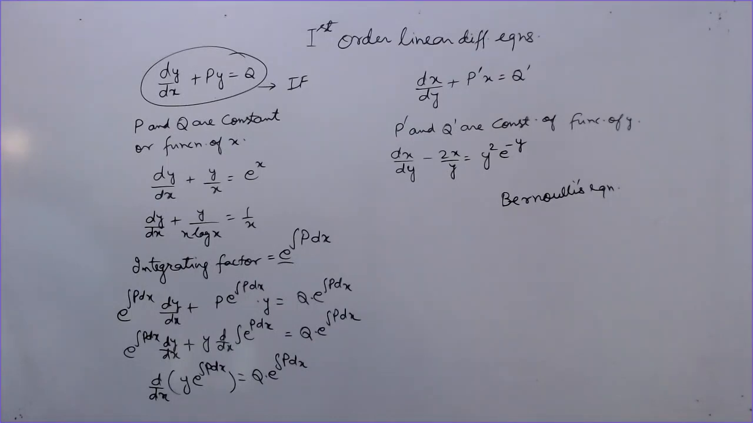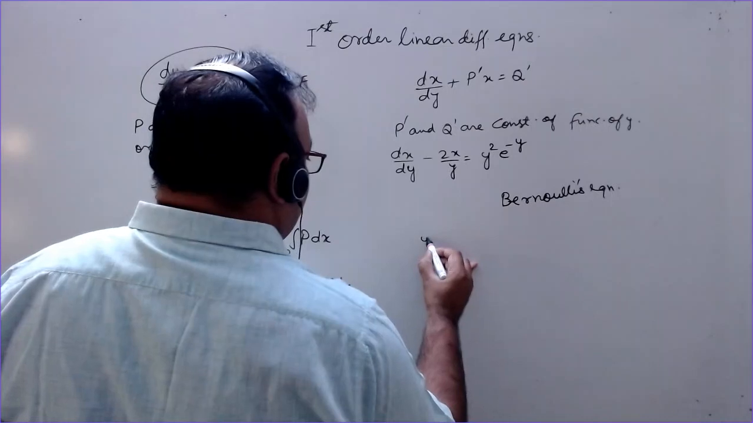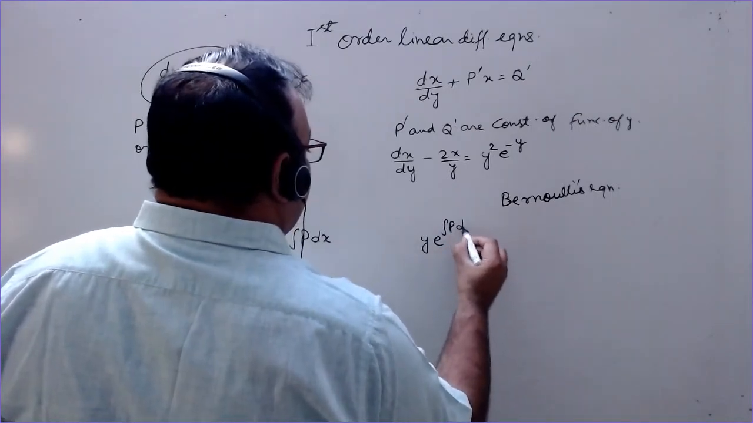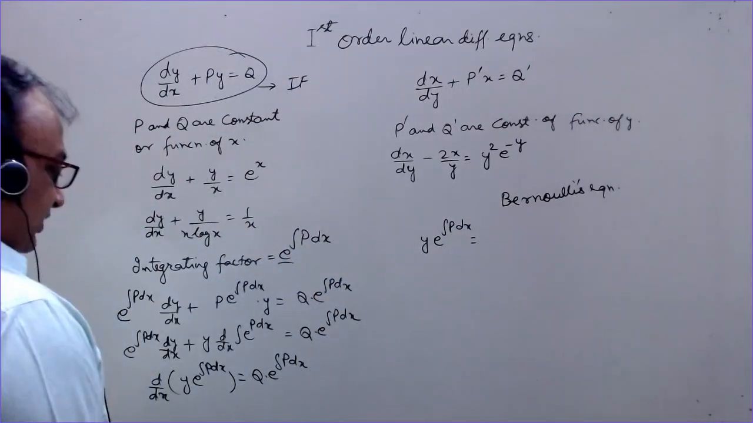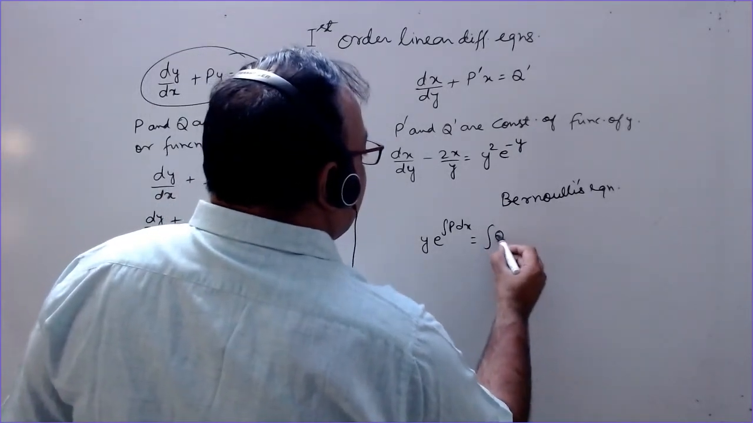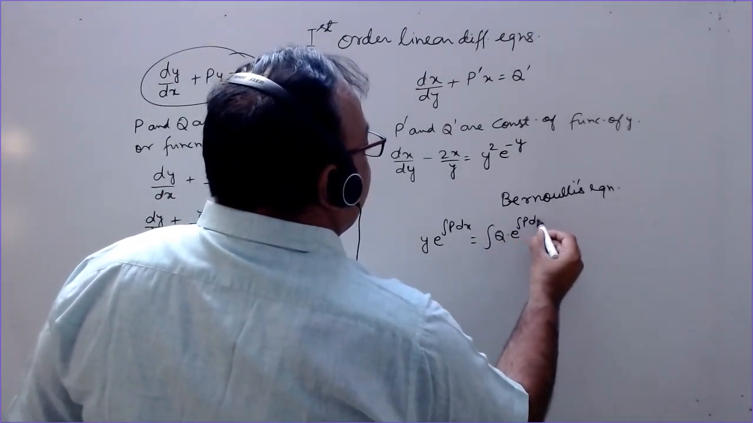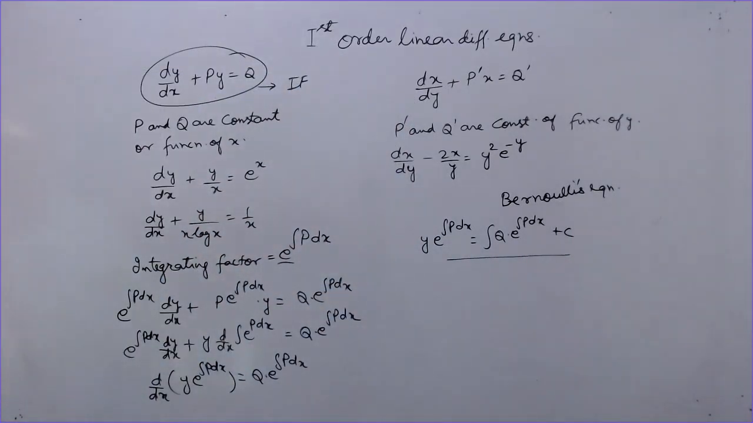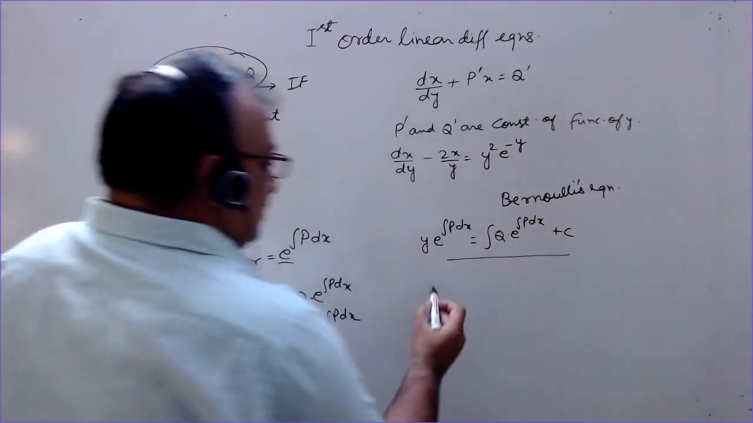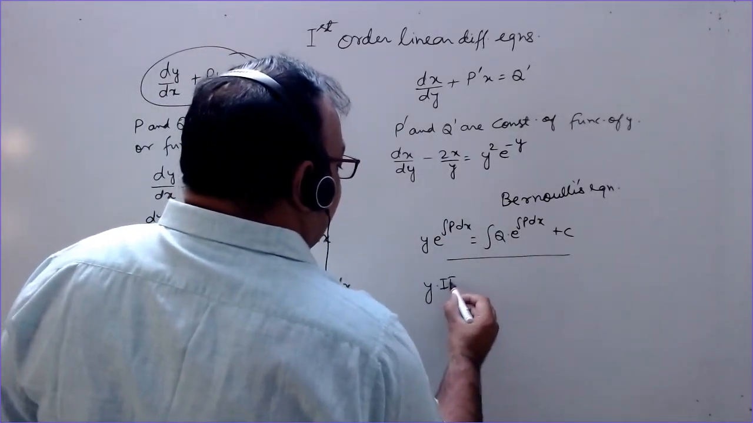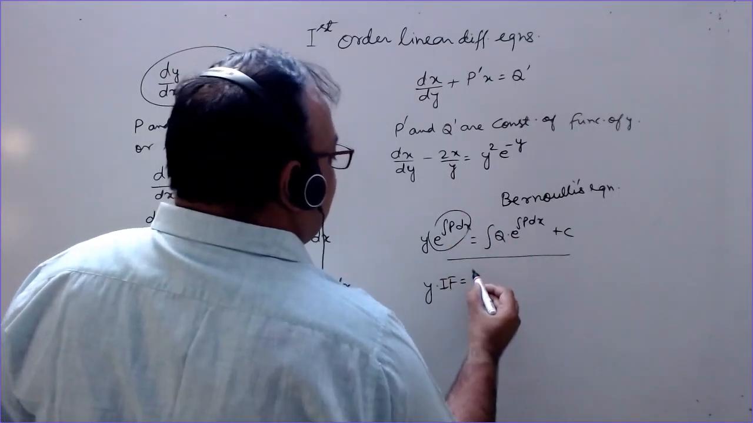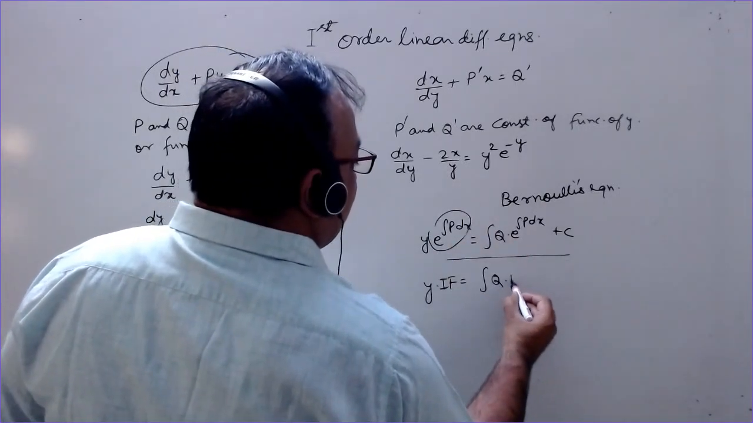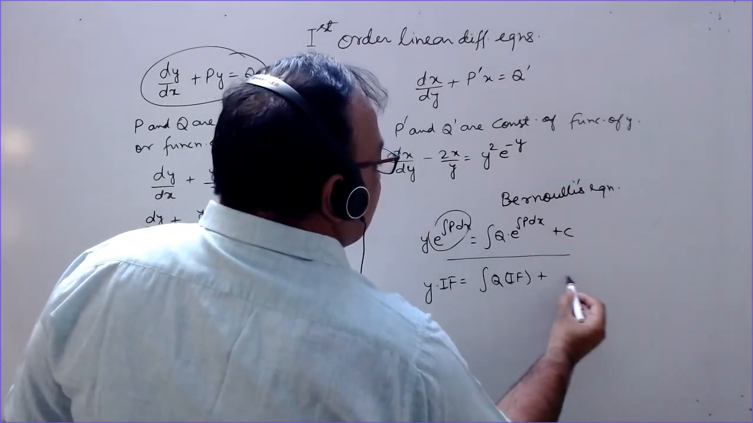So now if you integrate both sides, then you get y e to the power integral p dx is equal to integral q into e to the power integral p dx plus c. Upon integration of this equation, you get this result. So the solution can be written as y into integrating factor, this is the integrating factor, is equal to integral q into IF plus the constant c.